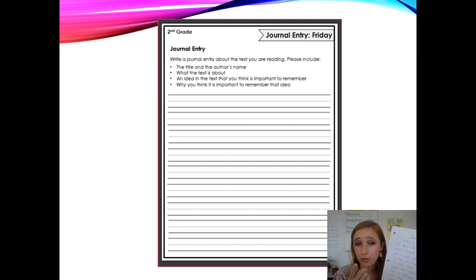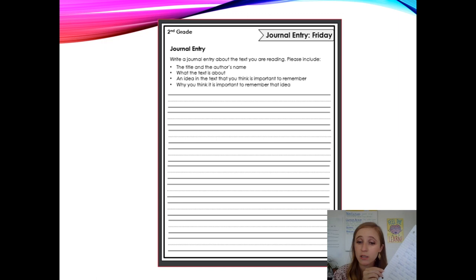You can either do yours on the page in your extension packet, or you can just use a piece of writing paper like I did. I wrote, "Today I read zoos are good for animals. This article is about why zoos are a good place for animals to live. An important idea is that zoos can teach people about animals. This idea is important because the more we know about animals, the more we can protect them."